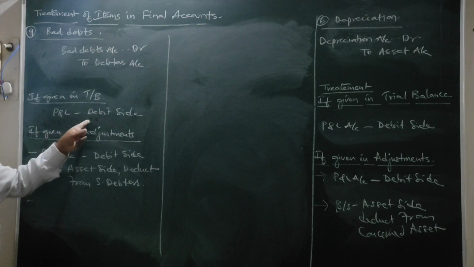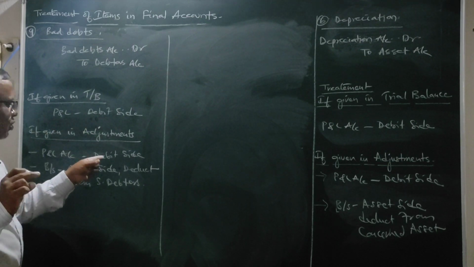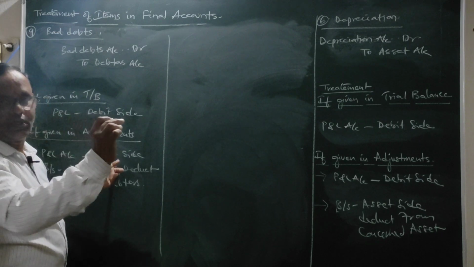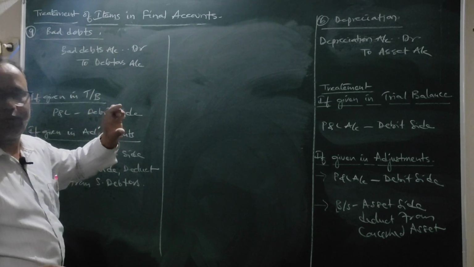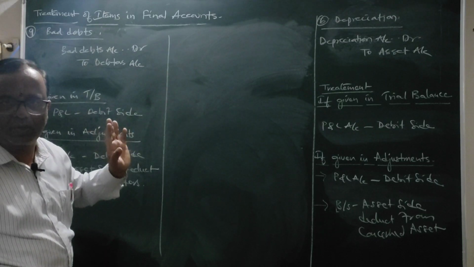Already this amount you will be posting on the debit side in the inner column. To that you are going to add this, and the total you post in the outer column in the profit and loss account, debit side. In other words, both the bad debts you are going to add and debit to your profit and loss account on the debit side.